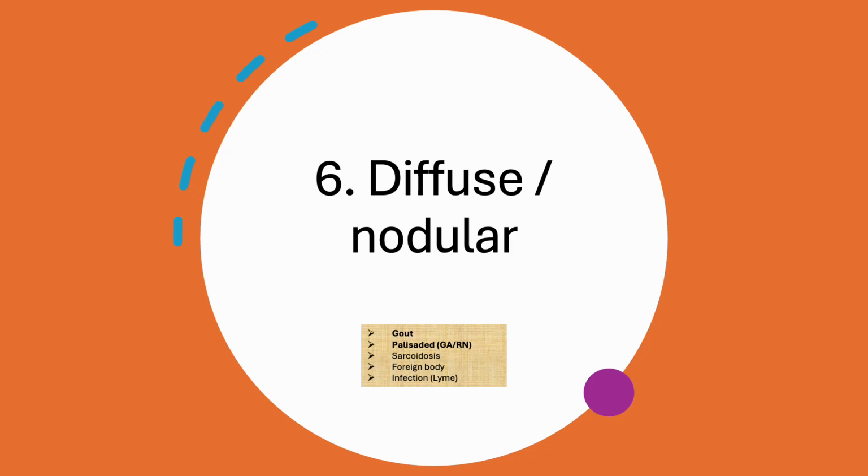Okay, let's move on to number 6, diffuse and nodular. In this category, definitely the sarcoidosis is involved, but as in other parts of the body, sarcoidosis is a diagnosis of exclusion. So I will mainly talk about the gout as well as the palisaded granuloma.